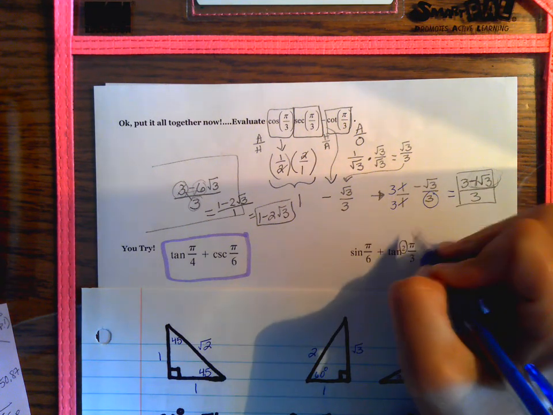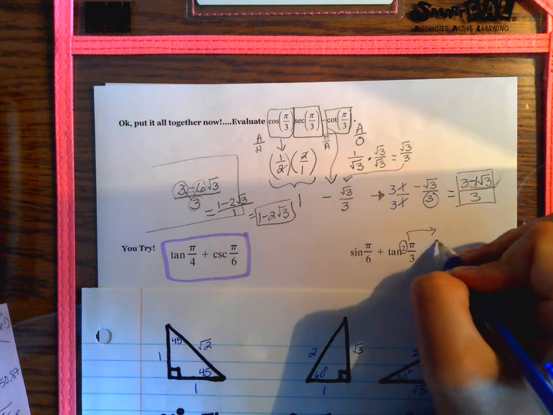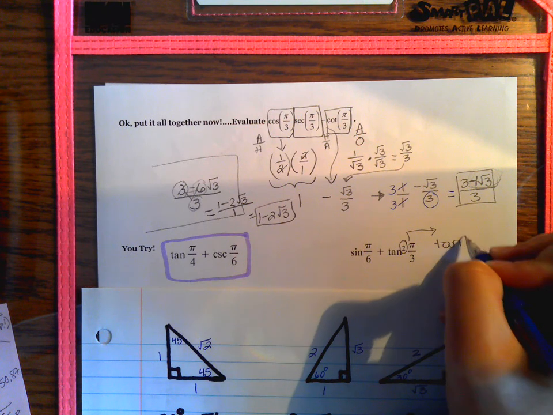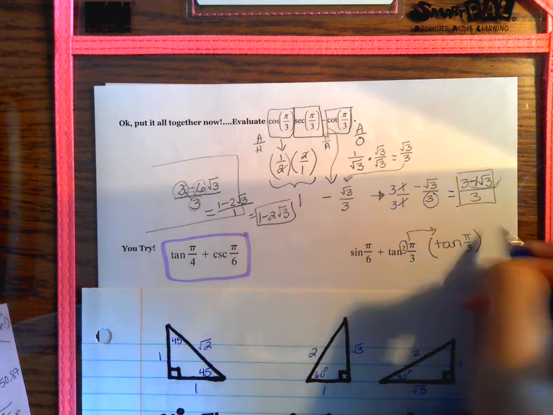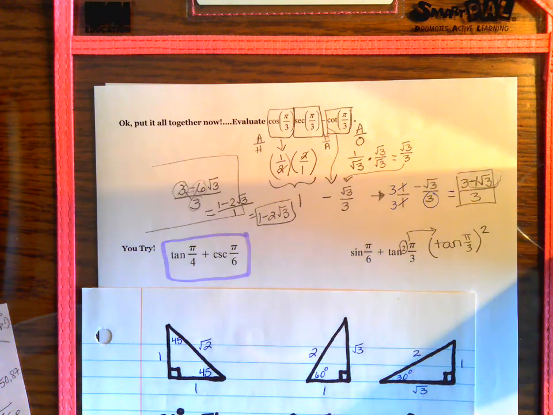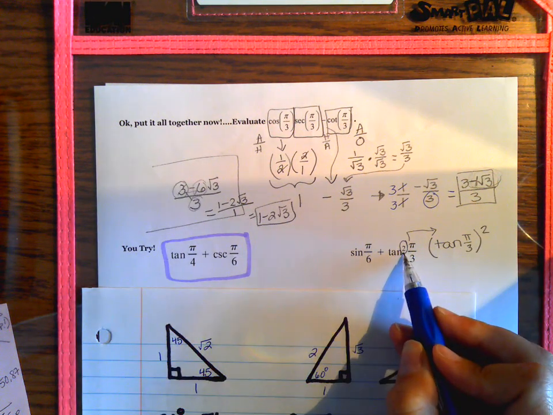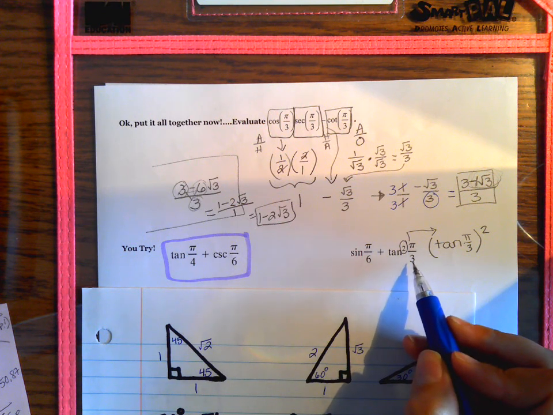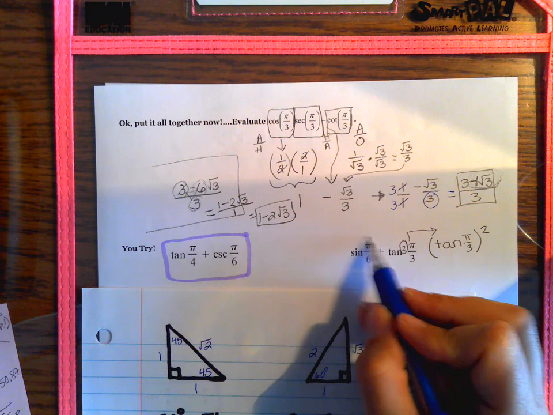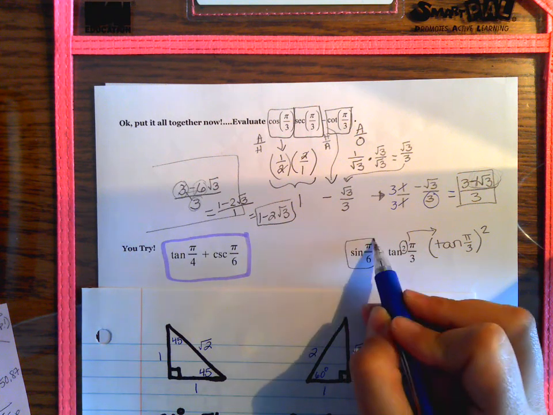So I want to immediately show you that the way that we write this is technically tangent pi over 3, and it's that entire expression to the second power. Okay, so it is written like this in trigonometry, but it's actually tan pi over 3 squared. Okay, so sine pi over 6, we need to figure out what this is equivalent to.